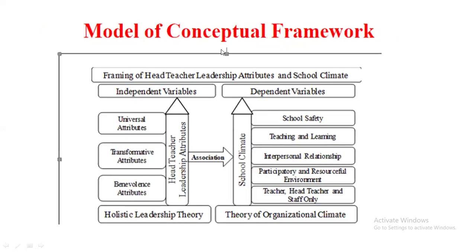Model of conceptual framework, framing the teacher leadership attributes to school climate. The independent variables and dependent variables: universal attributes, transformative attributes, benevolence attributes, head teacher leadership attributes, in holistic theory and association in school climate, school safety, teaching and learning, interpersonal relationship, participatory and resourceful environment, teacher, head teacher, and staff only. Theory of organization climate, conceptual framework.